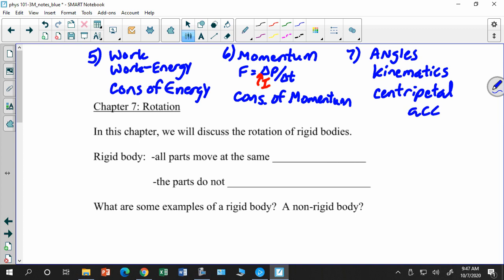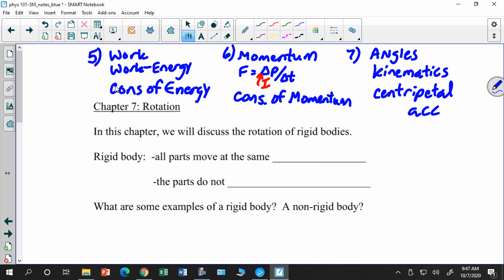If you're in the lab, you've seen centripetal acceleration. Unfortunately, we didn't get to it in class before the lab, just because of this last week. I know, right? But usually we do that, but we had to restructure all of our labs because of the pandemic.